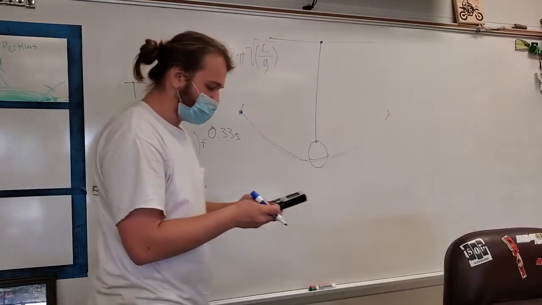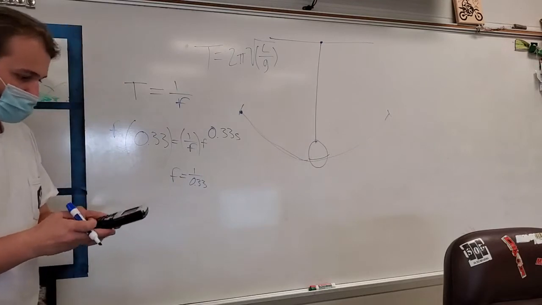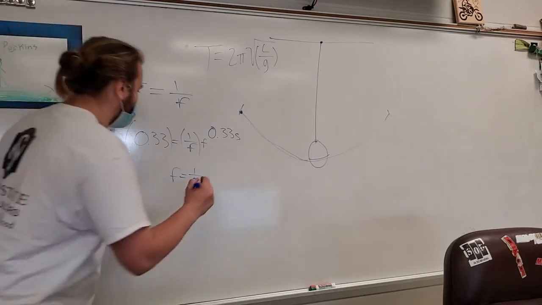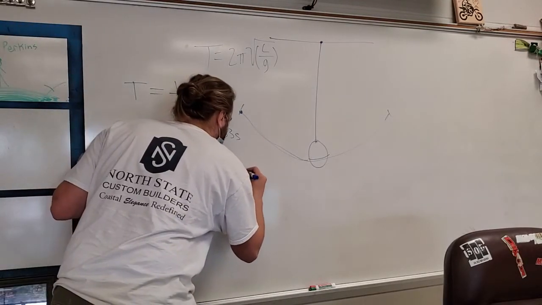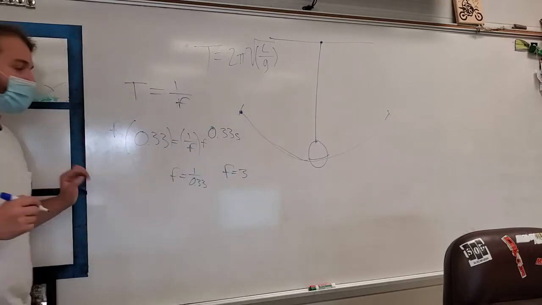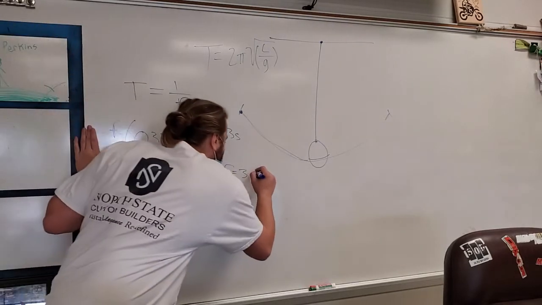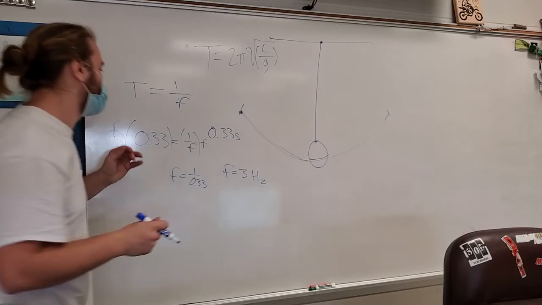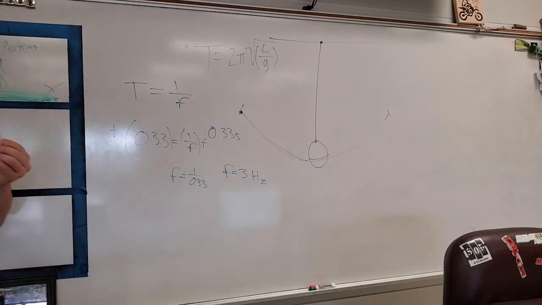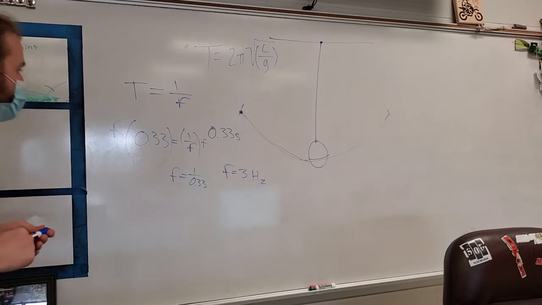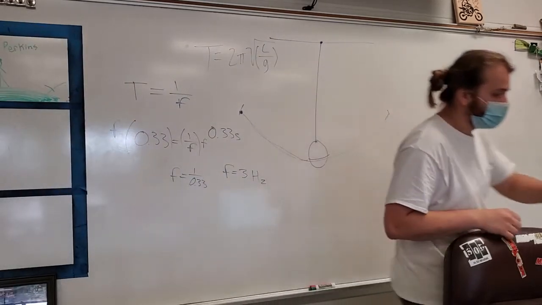Let's do that in our calculators right now. And we get our frequency is equal to 3. But that's written in hertz, Hz. Capital H, little z. That's how you find your frequency. All right, what if we're given a frequency? What if we're given a frequency, but we're asked to find our period?